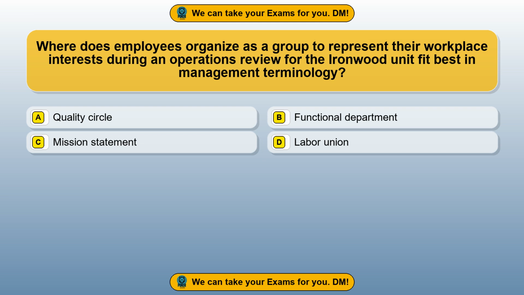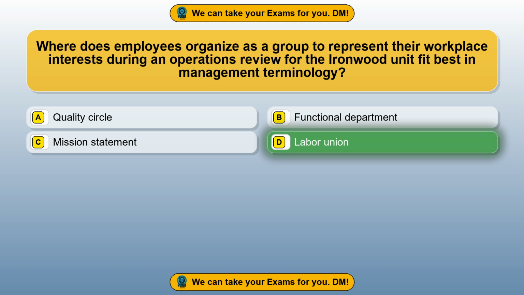Question 42. Where does employees organizing as a group to represent their workplace interests during an operations review for the ironwood unit fit best in management terminology? Option A, quality circle. Option B, functional department. Option C, mission statement. Option D, labor union. The correct answer is option D, labor union.